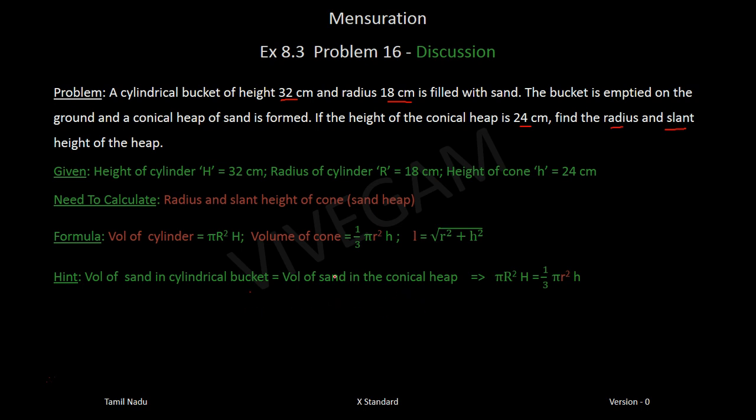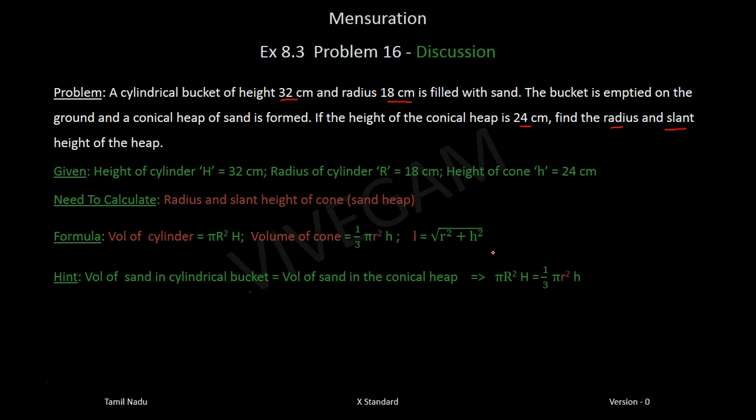So, using that condition, the volume of the cylinder, pi R squared H, equals that of the cone, 1/3 pi r squared h. Capital R and capital H refer to the cylinder. Small r and small h refer to the cone. You got it? So here everything is known except r. So r can be calculated.